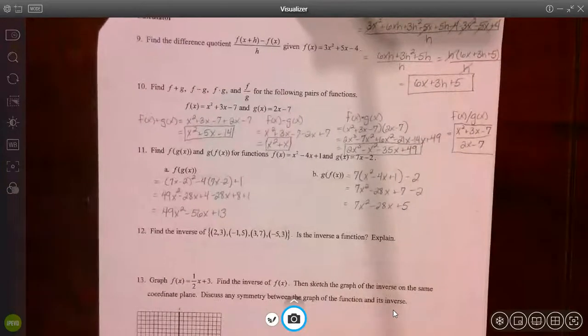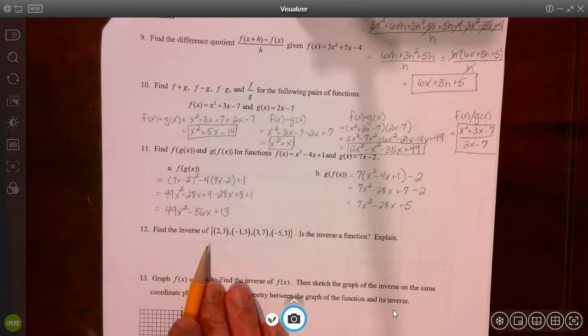All right, number 12. Find the inverse of this set of points.